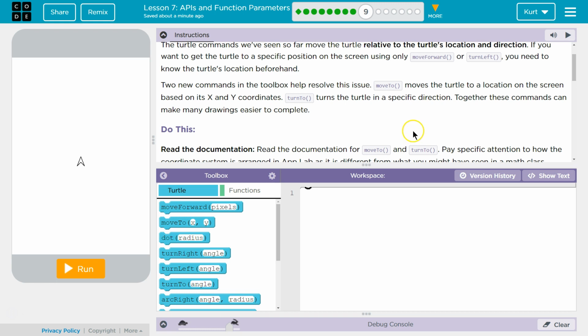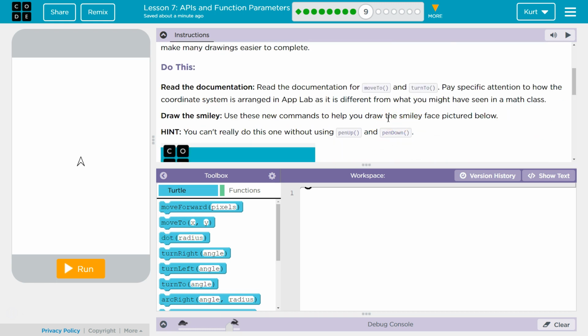All right, do this. Read the documentation for move to and turn to. Pay special attention to how the coordinate system is arranged in AppLab, as it is different than you might have seen in math class. Oh, look, you see XY here? If I go up to the top, oh yeah. So Y is actually 0 at the top. Interesting. And then going down, oh wow, Y is almost 450 at the bottom. So is X 0 over here? Yep. And X increases? Yep. And X goes to like 316 for me. Okay, cool. So we need to know that Y 0 is at the top.